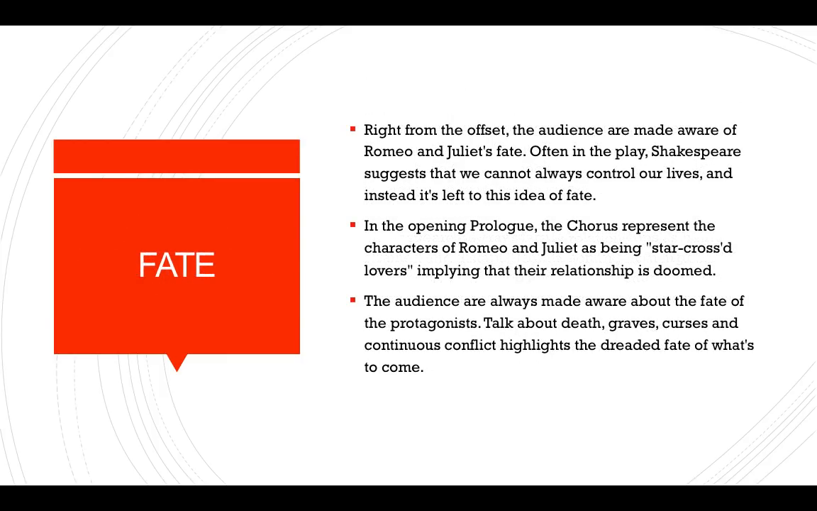So right from the offset, the audience are made aware of Romeo and Juliet's fate. Often in the play, Shakespeare suggests that we cannot always control our lives, and instead it's left to this idea of fate. In the opening prologue, the chorus represent the characters of Romeo and Juliet as being star-crossed lovers, implying that their relationship is already doomed. The audience are always made aware about the fate of the protagonists. Talk about death, graves, curses, and continuous conflict highlights the dreaded fate of what's to come.